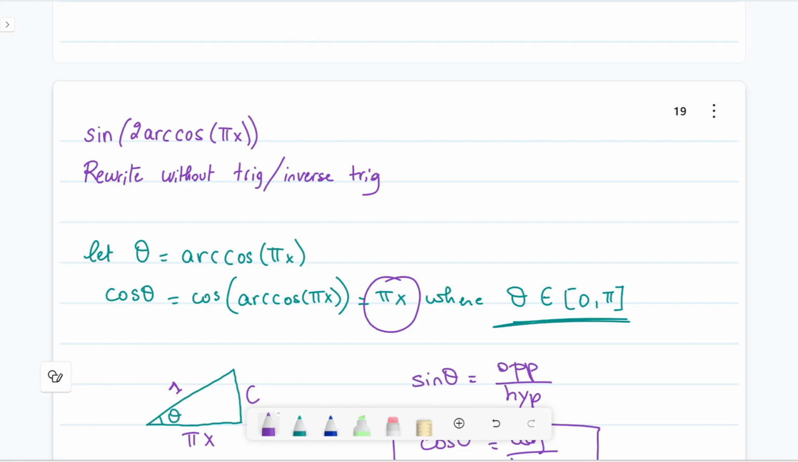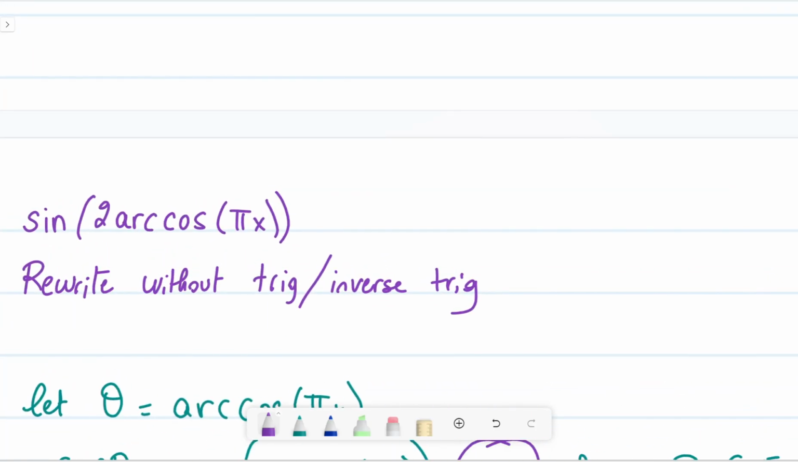So let's look at sine of 2 arccos of pi x. We would like to rewrite this without any trig or inverse trig functions. And please note that whenever you understand one type of exercise that looks this way, all the other exercises are solved the same way, so it is enough to understand one of them.